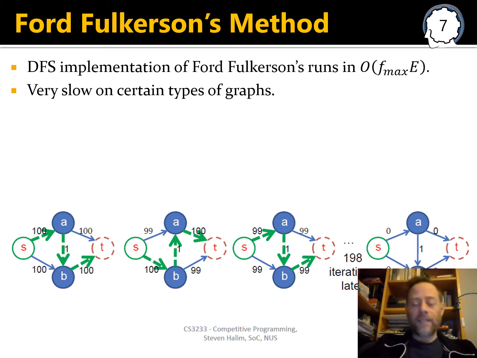Then in the worst case, we might find a path S, A, B, T, and in the next round we find a path S, B, A, T, and so on back and forth. So in each iteration, the flow we push is only 1. So it takes us 198 iterations to actually pass through all the 200 that we can pass through. So the max flow in this particular case is 200.